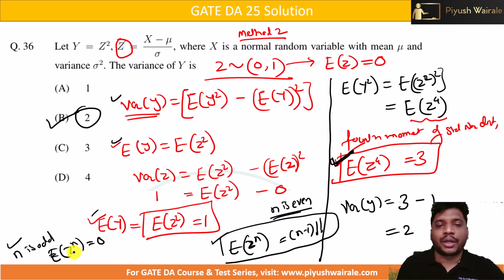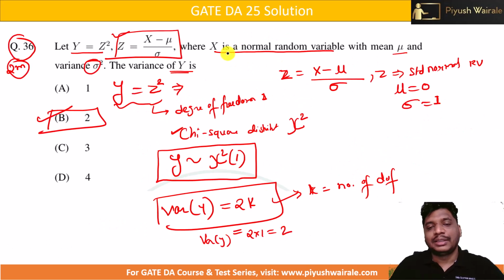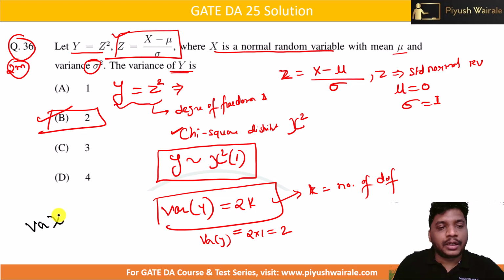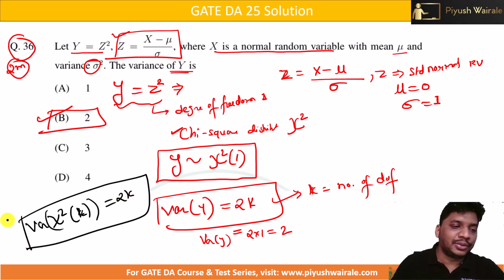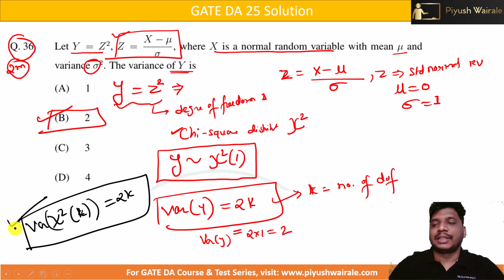I hope you understand what we have discussed in this particular video. And method 2: in method 1, simply, the variance of chi-square with k degrees of freedom is equal to 2k. So remember this important point as well. I hope you understand the video solution of this particular question. Thank you.